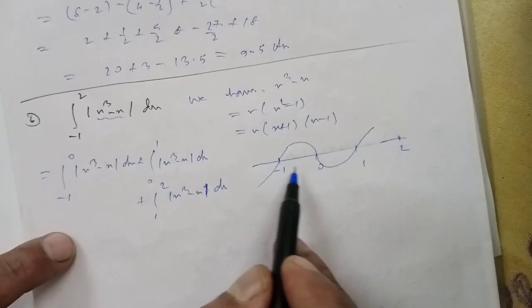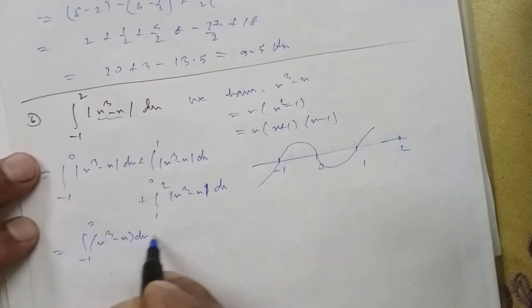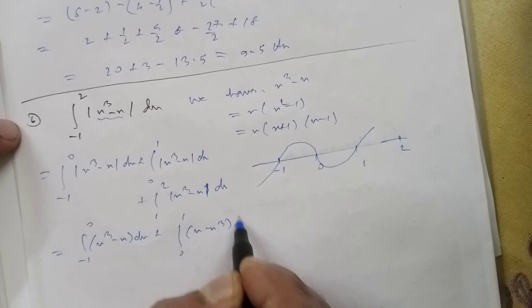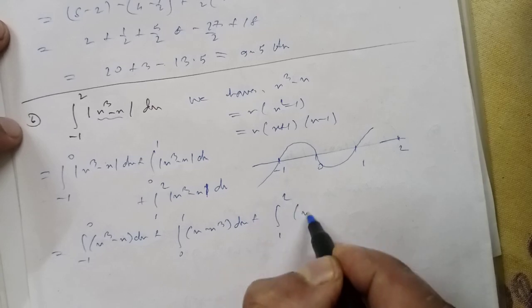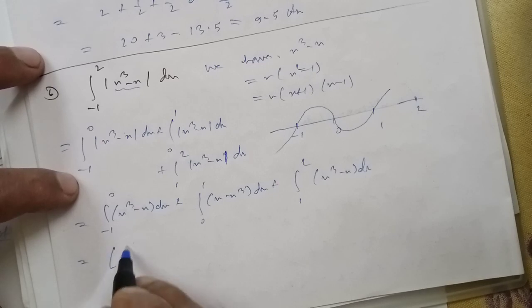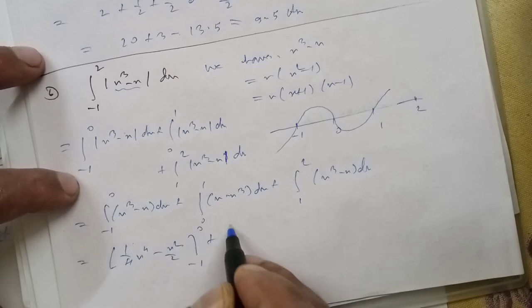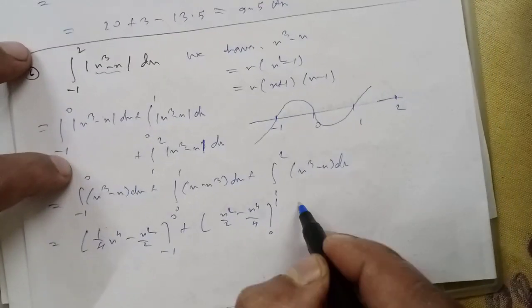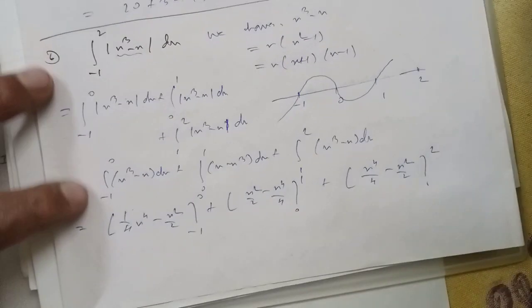Now look, in minus 1 to 0 this is positive, so you will get the integral minus 1 to 0 of x cube minus x dx, plus 0 to 1 this is negative, so this will be x minus x cube dx, and in 1 to 2 it is positive, so you get 1 to 2 x cube minus x dx. Now just integrate. You get x to the power 4 by 4 minus x square by 2, from minus 1 to 0. You get x square by 2 minus x to the power 4 by 4, from 0 to 1. And then you get x to the power 4 by 4 minus x square by 2, from 1 to 2.